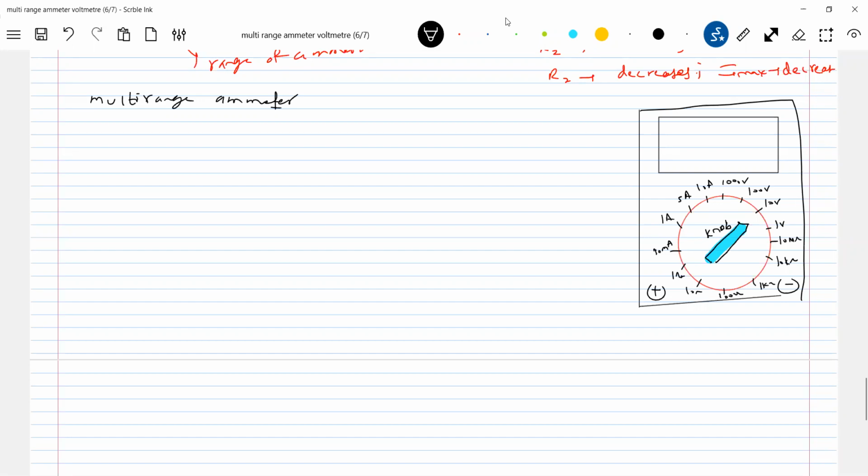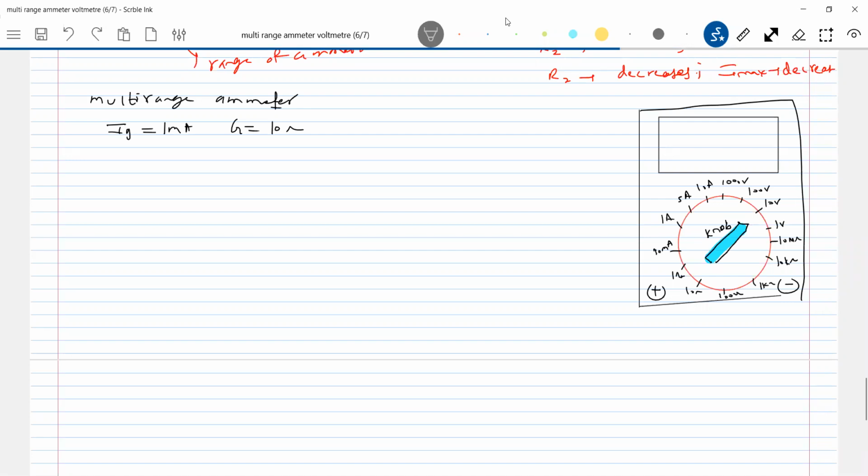I'm going to pick up a galvanometer of 1 milliampere, and let the galvanometer resistance be 10 ohm. Its range should be increased to what? 10 milliampere, 100 milliampere, 1 ampere. So then this will be our circuit.